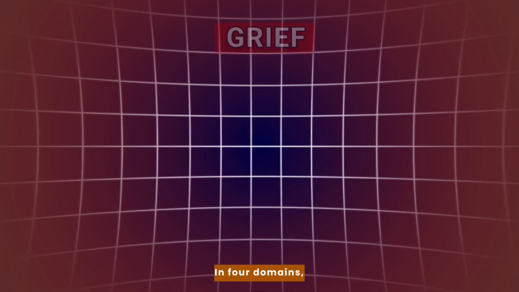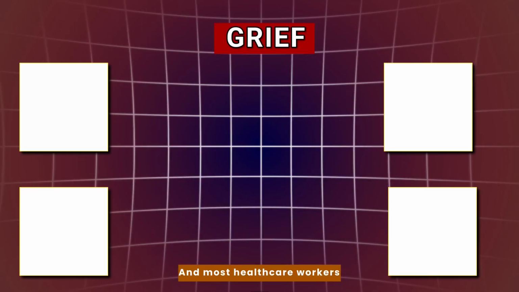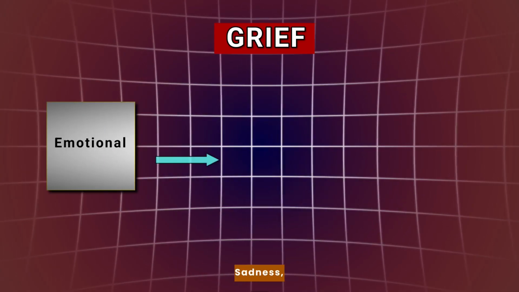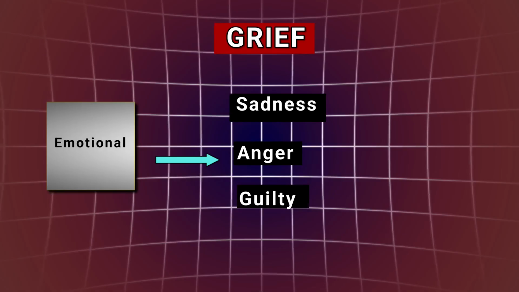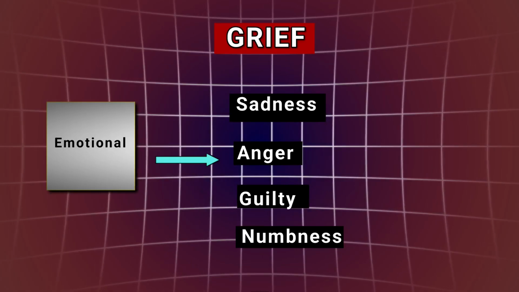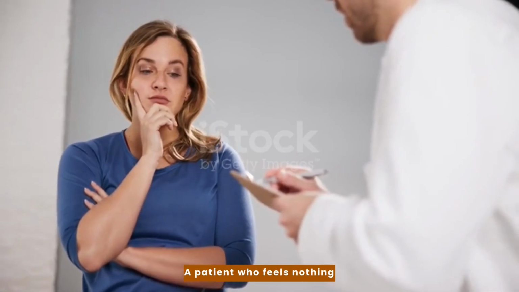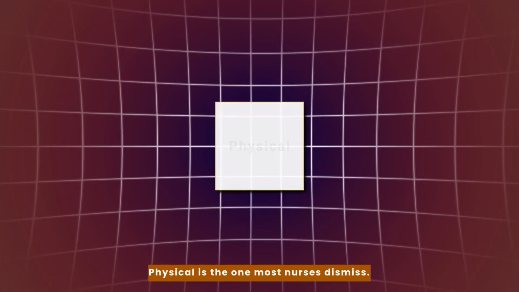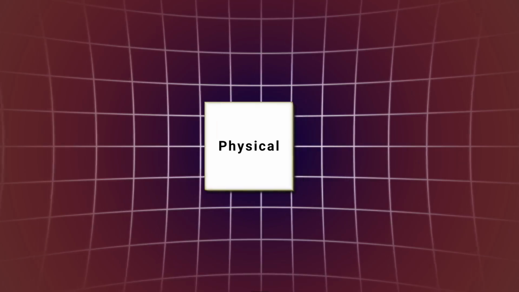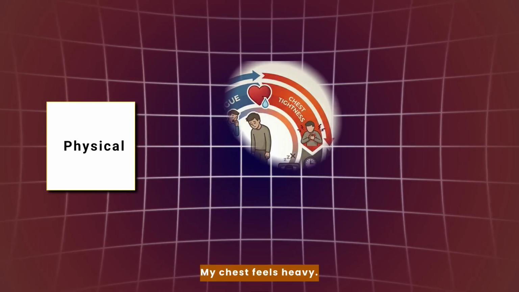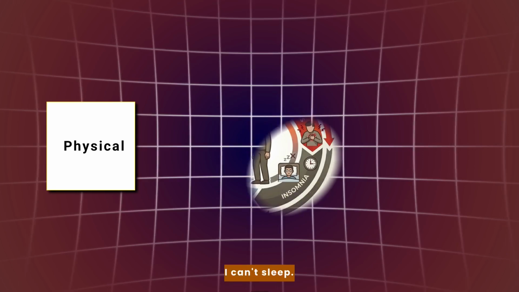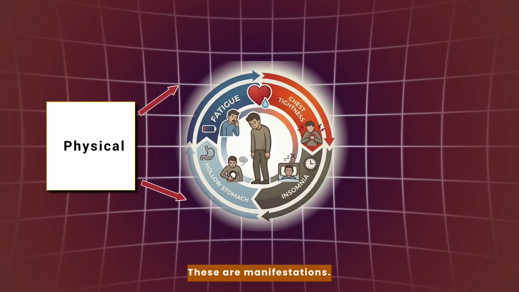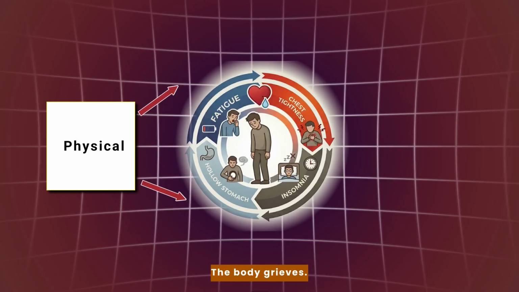Here's where you become the nurse who catches what others miss. Grief shows up in 4 domains, and most healthcare workers only look for one. Emotional is obvious. Sadness, anger, guilt, but also numbness. A patient who feels nothing is still grieving. They're just protecting themselves. Physical is the one most nurses dismiss. I'm tired. My chest feels heavy. I can't sleep. These are not complaints. These are manifestations. The body grieves.